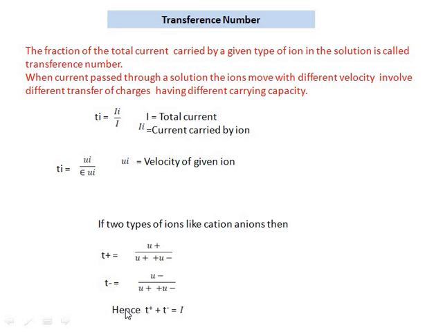Hence, the total current passage is equal to the current carried by the total ions. Total ions means cations and anions. So t plus plus t minus is equal to I, where I is the total current migrated, or carried by the ions.